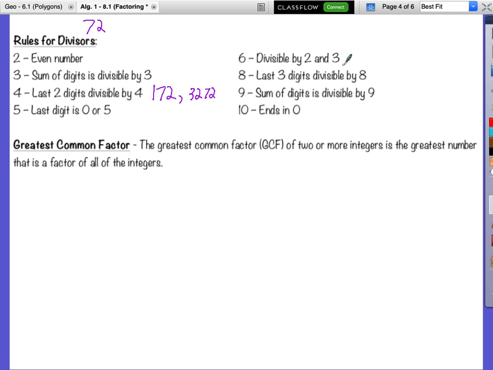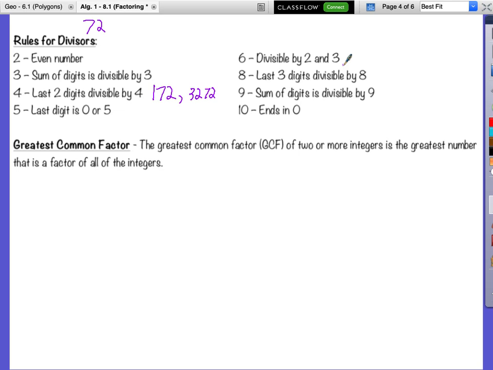Only if it's divisible by both. If it's only one or the other, it will not be divisible by 6. 8: last three digits divisible by 8. Now, it's not an easy one for us. That was not an easy one for us. That's okay. So this is going to be a less commonly used one. 4 and 8 are going to be a little less commonly used for us than some of the others.